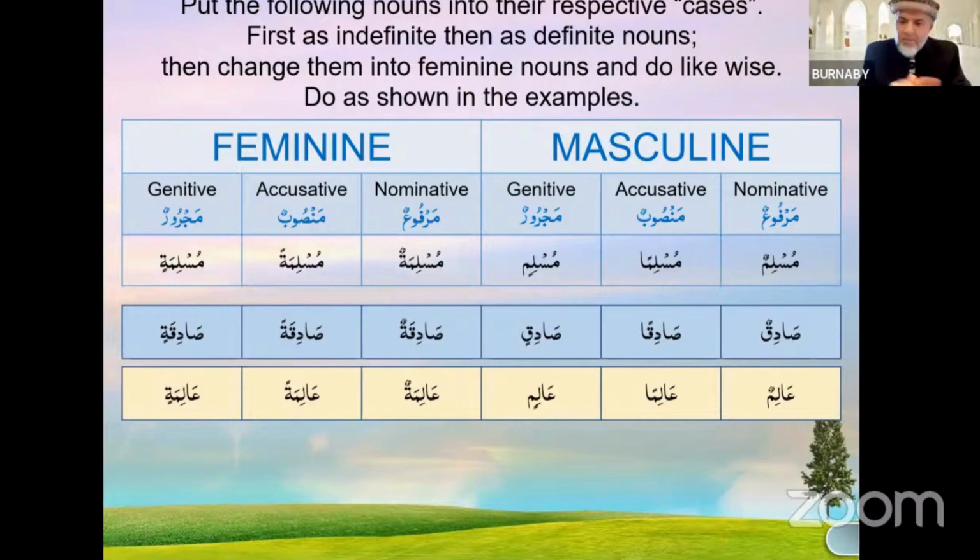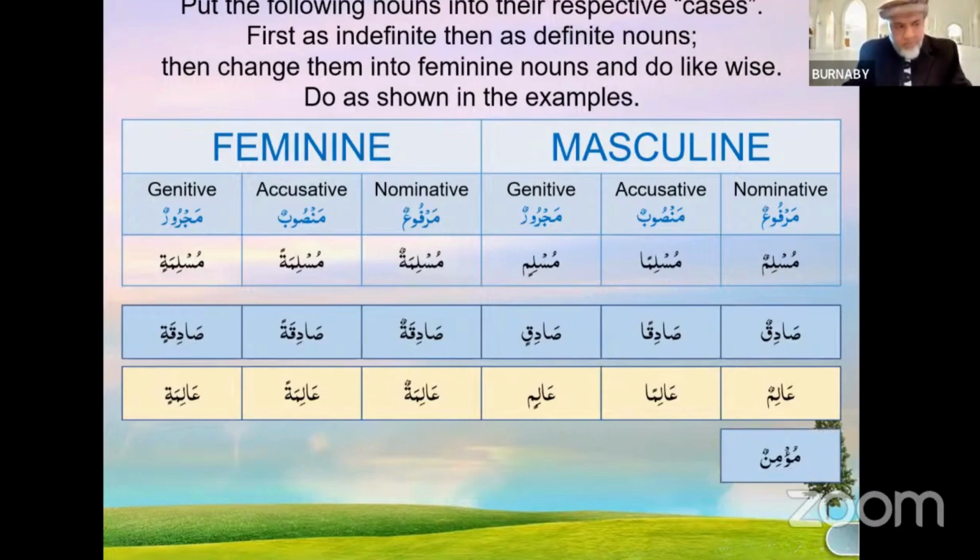Dammatan. Dammatan for what? Rafa. Nasab. Fathatan. Very good. And for jar? Kasratan. Okay, good. Kasratain. So, Brother Nasib, I need you to help me out with this.